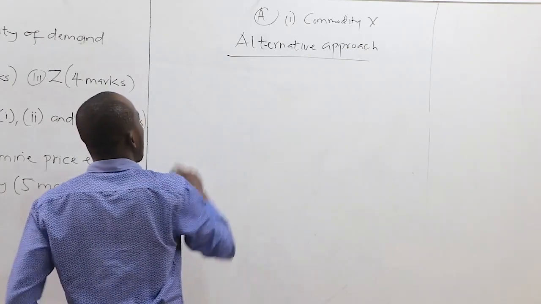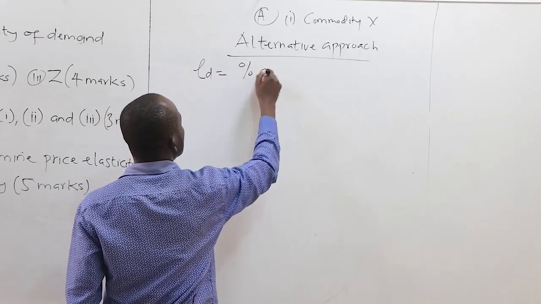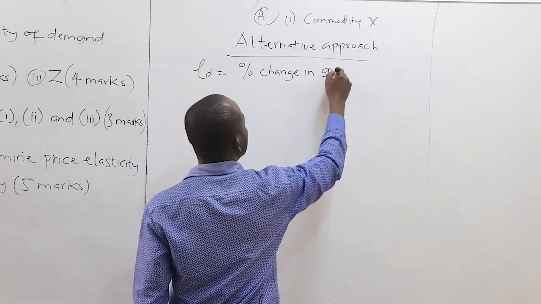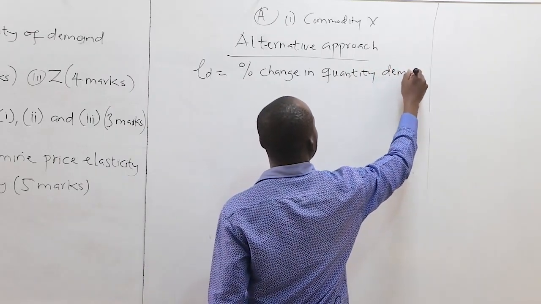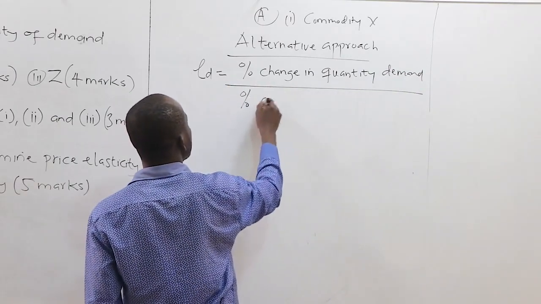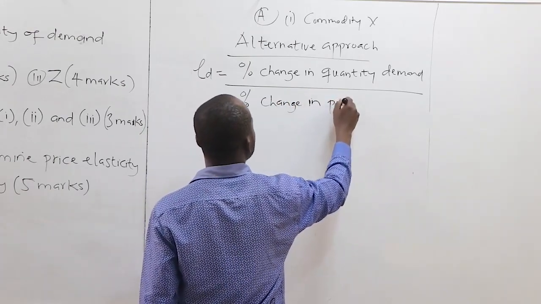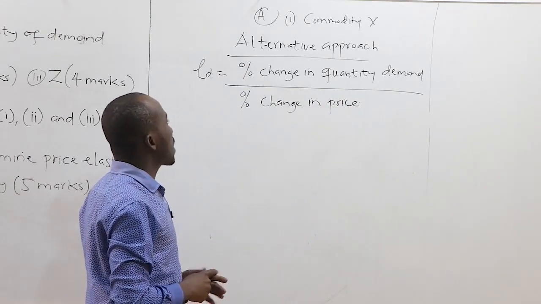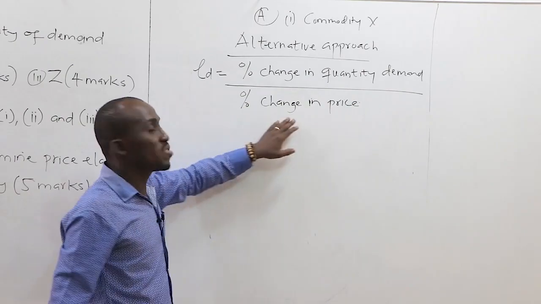What's the alternative approach? Elasticity of demand is equal to percentage change in quantity demand over percentage change in price. So it's the same, another way of saying the same thing. We're going to find out percentage change in quantity demand divided by percentage change in price.